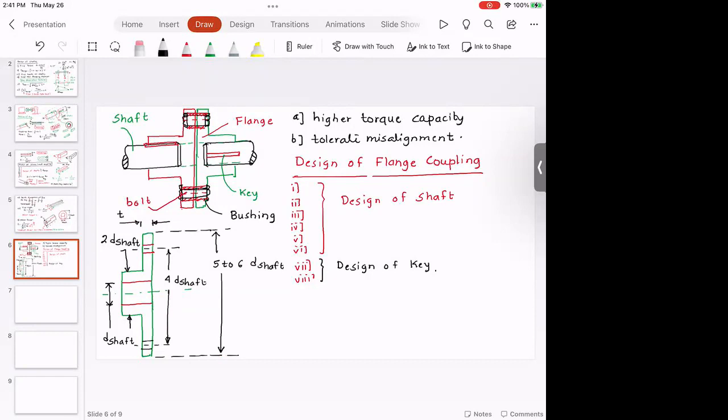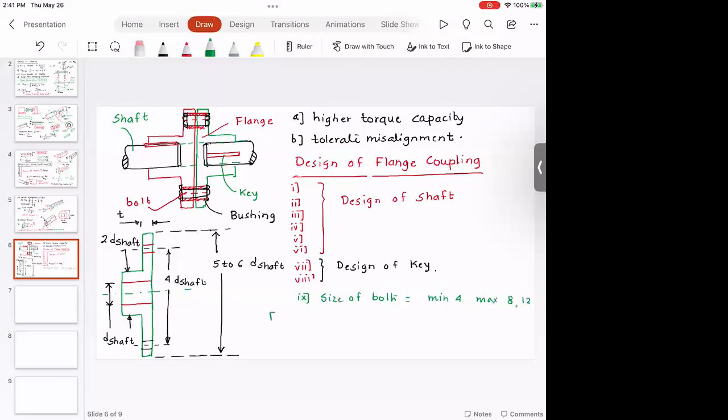So first and foremost, what we need to do is find out the size of bolts. And for that, we need to know how many number of bolts we should use. Minimum, we should use 4. Minimum 4, and you can go all the way to maximum 8 to 12, depending upon size. But I'm going to assume that we are going to use 4 number of bolts.